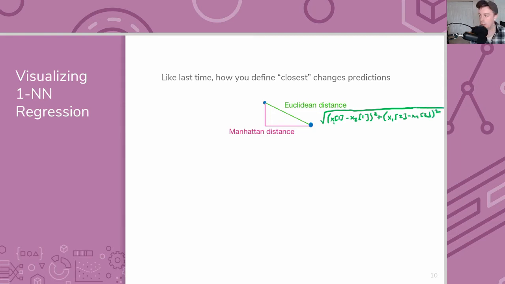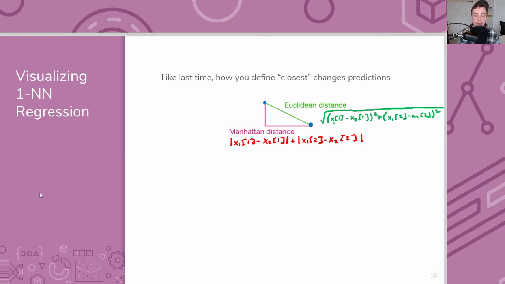That's just the square root of the sum of the squared differences. That's our Euclidean distance that we talked about last time. And we also talked about the Manhattan distance, which is the sum of the absolute values. So this is going to be the absolute value of x1 minus x, plus the absolute value of x1 minus x. And this is our Manhattan distance. There are two different ways of measuring distance.